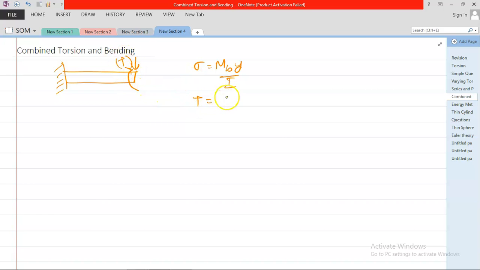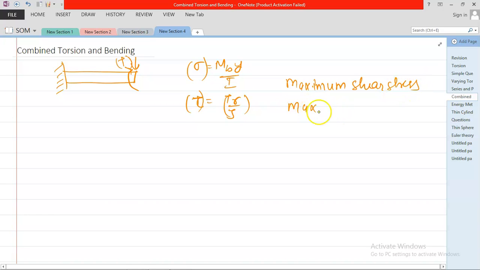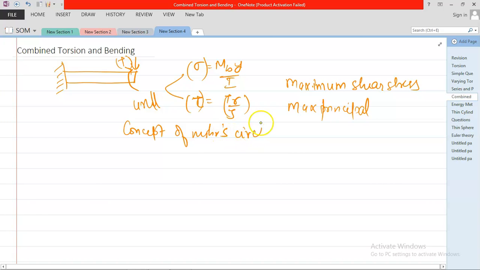Now there are a few questions that came with combined torsion and bending. Suppose you have a rod and you need the maximum principal stress. I explained this in the first class, I hope you remember. When two unlike stresses come, we use the concept of Mohr circle. So here if you apply the bending stress and you apply the torque, then the concept of Mohr circle will come.